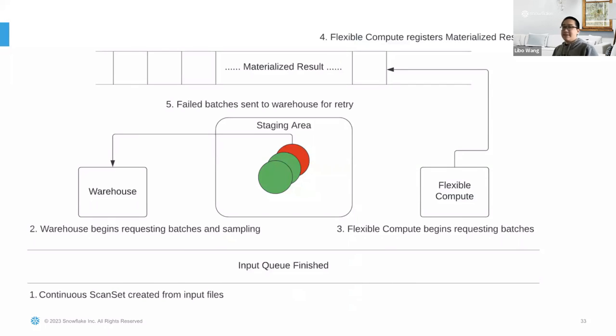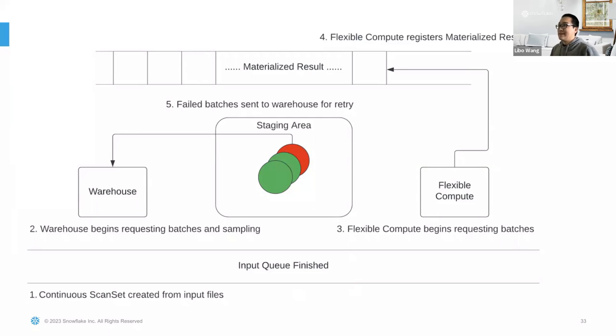Yeah, and so after all the batches are distributed and processed, normally every batch in the staging area should be checkpointed and removed. If everything is right, the staging area should be empty.